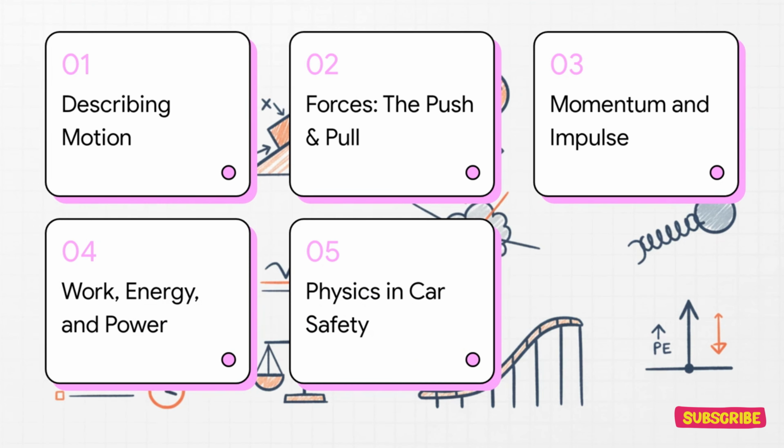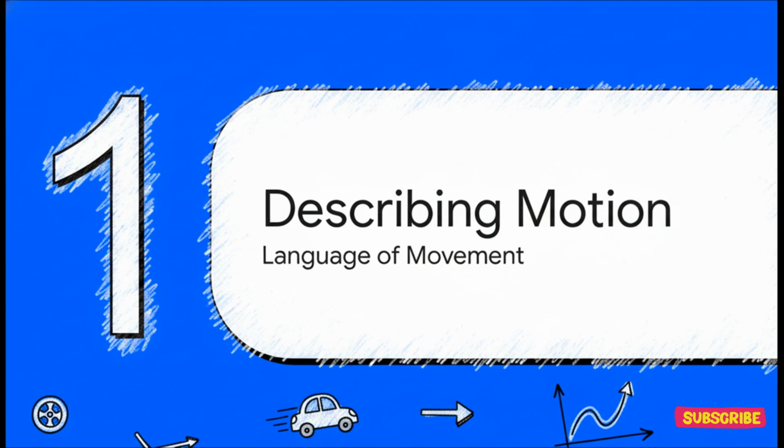So here's our game plan. We're going to start by learning the actual language of movement. Then we'll dive into what causes it in the first place. After that, we'll get into the nitty-gritty of momentum and energy. And to wrap it all up, we'll see how these rules come together in the real world to save lives on the road every single day. Let's get into it.